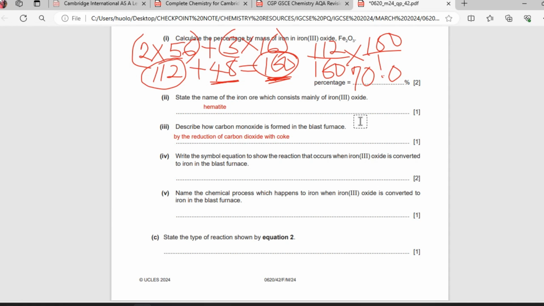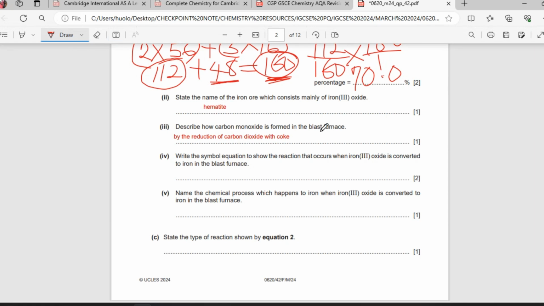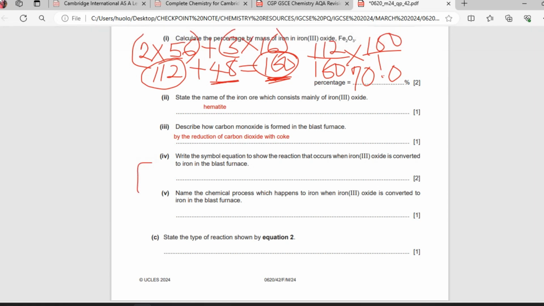That's great. Now write the symbol equation to show the reaction that occurs when iron 3 oxide is converted. Okay, so this is the reduction process. We've mentioned before now that the reduction process is with carbon monoxide. So you are doing iron 3 oxide. You have seen the formula, iron 3 oxide with carbon monoxide to give you carbon dioxide. So carbon monoxide is oxidized, and iron 3 oxide is reduced to iron.